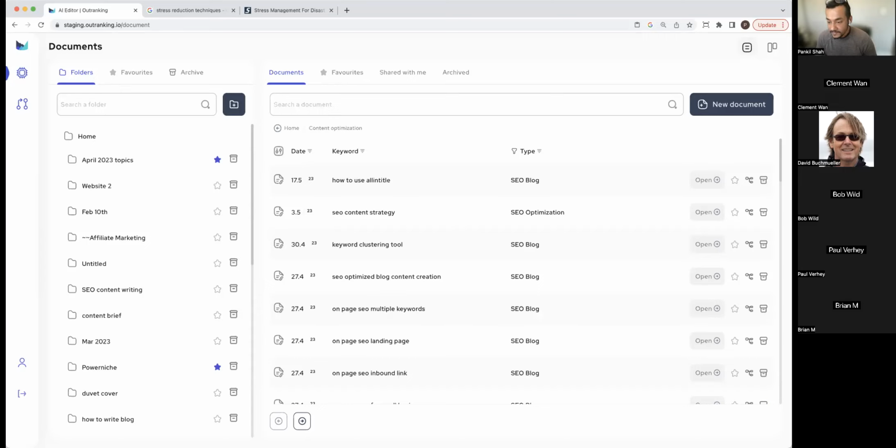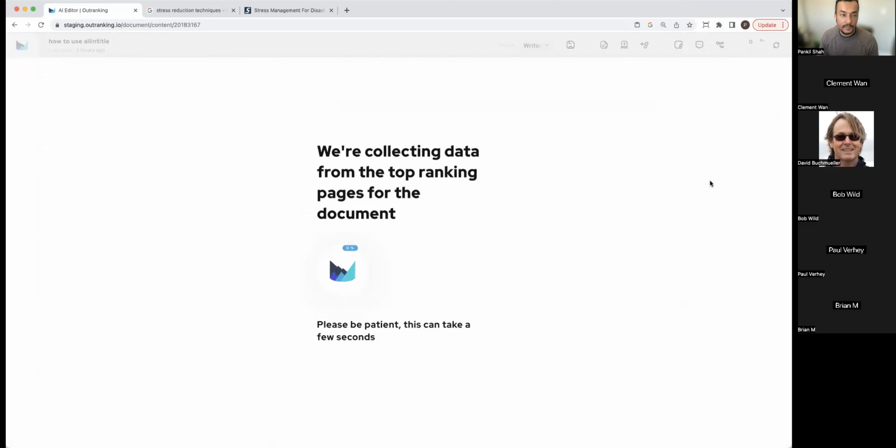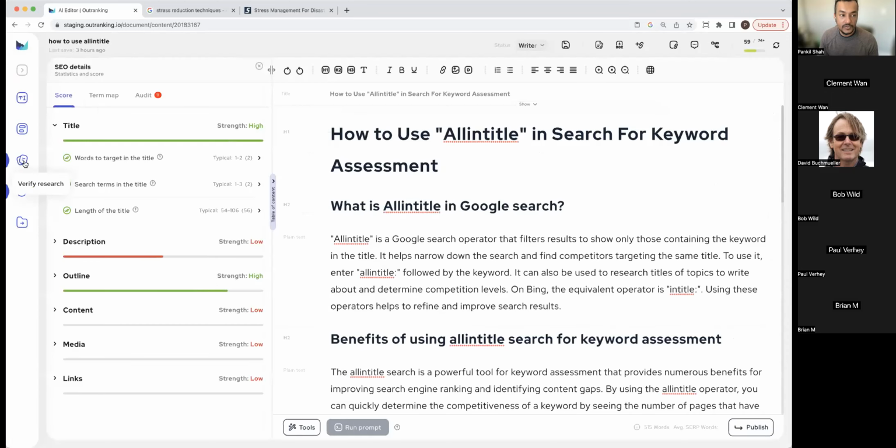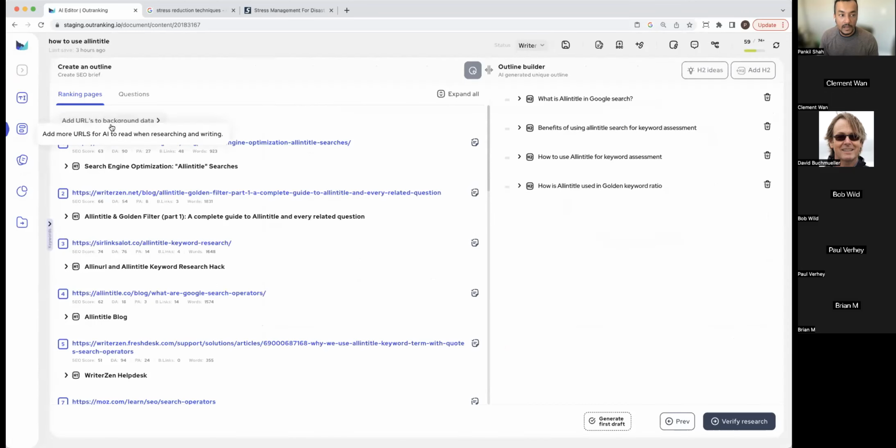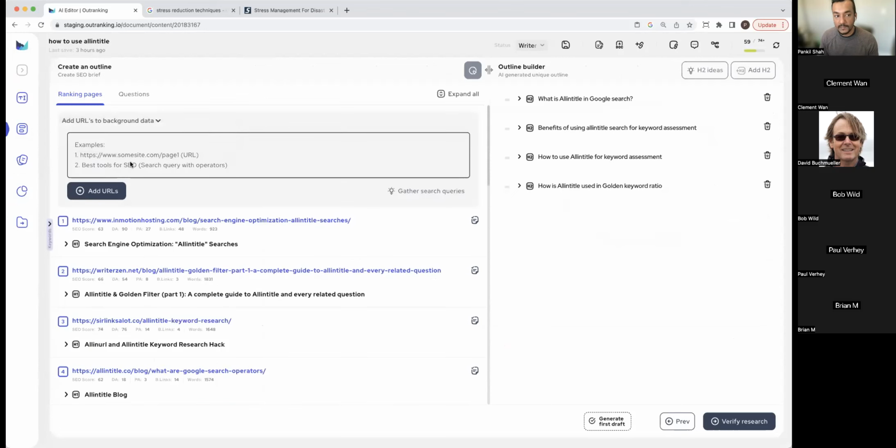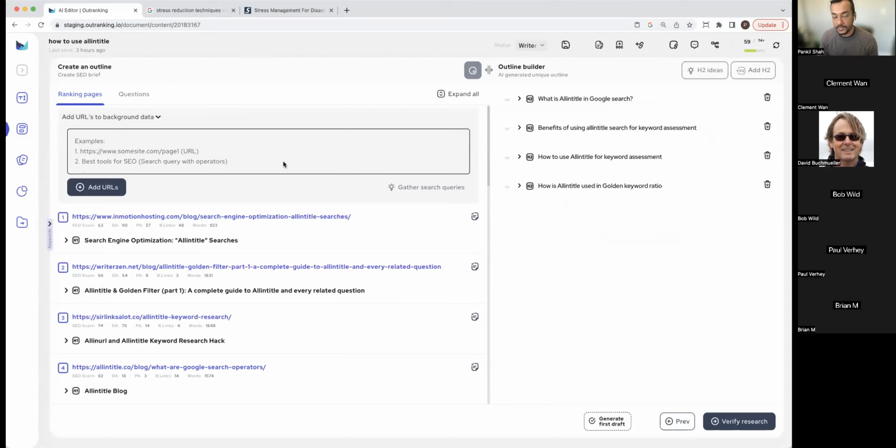Can I still input my own selection of URLs for research? Where do I do this? Julie, it is still in the same place. Let me open this up. You can go to your outline and add URLs to background data. This is where you add your URLs, or you can add search operators to bring more URLs from Google.